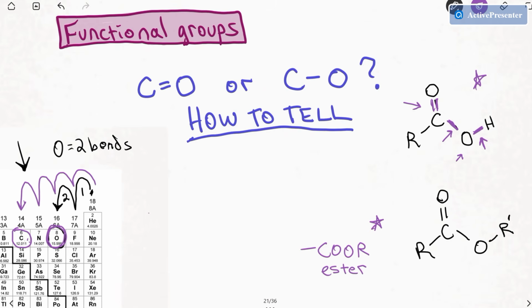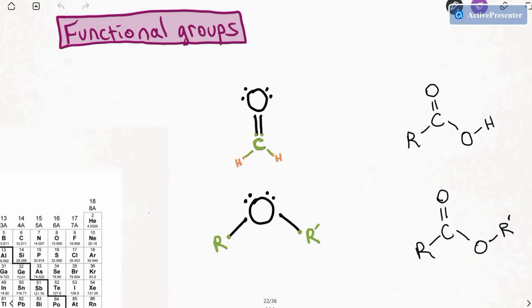So this oxygen, again, up here, it's the same deal. This oxygen is a dead end. It's only bound to the carbon. So it needs 2 bonds to the carbon. But this oxygen over here is bound to the rest of the molecule on its right. So it only needs one single bond to the carbon. Does that make sense?